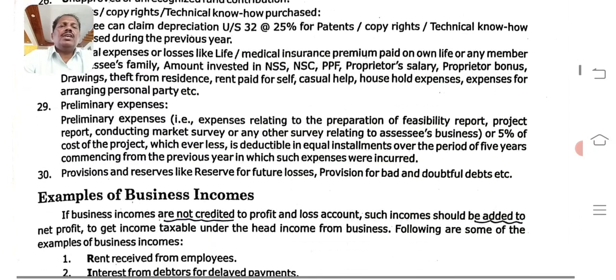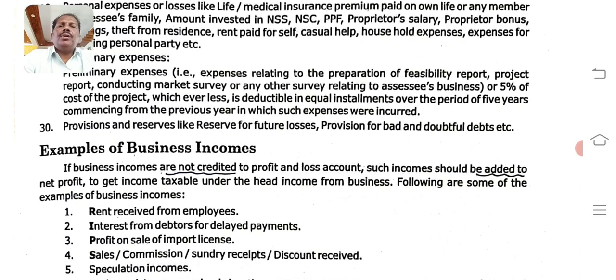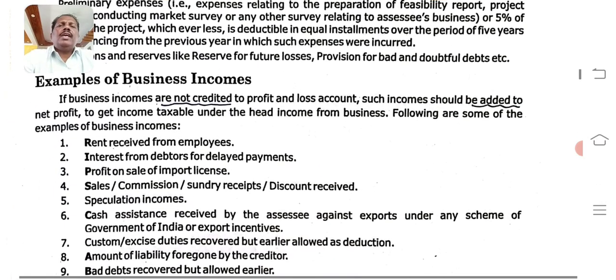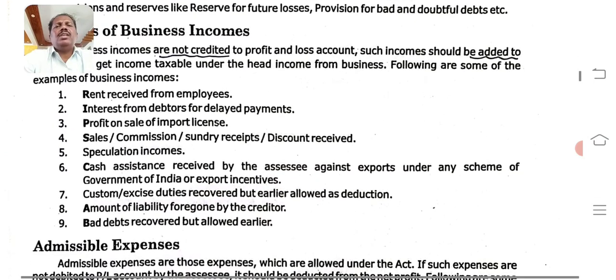Provisions and reserves, like reserve for future losses and provision for bad and doubtful debts, these are among the 30 items that are inadmissible expenses. Next, examples of business income. If business income is not credited to P&L account, such incomes should be added to net profit to get income taxable under the head income from business.